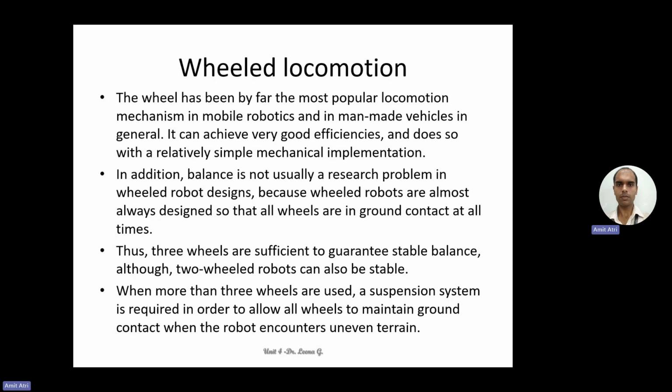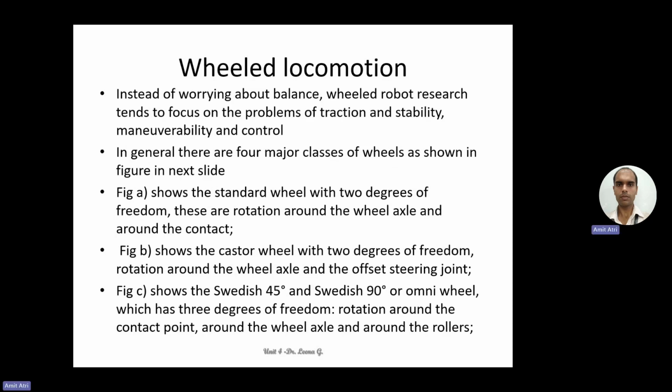When more than 3 wheels are used, a suspension system is required in order to allow all wheels to maintain ground contact when the robot encounters uneven terrain. Yes, this is a big challenge, the uneven terrain. So it should be maintained. In the case of wheel locomotion, that is a bigger challenge as compared with leg locomotion. So we need a suspension system when using more than 3 wheels, so that contact on uneven terrain can be maintained by the robot.